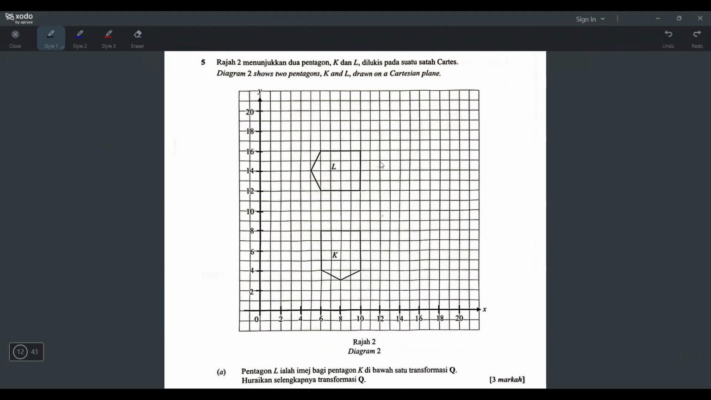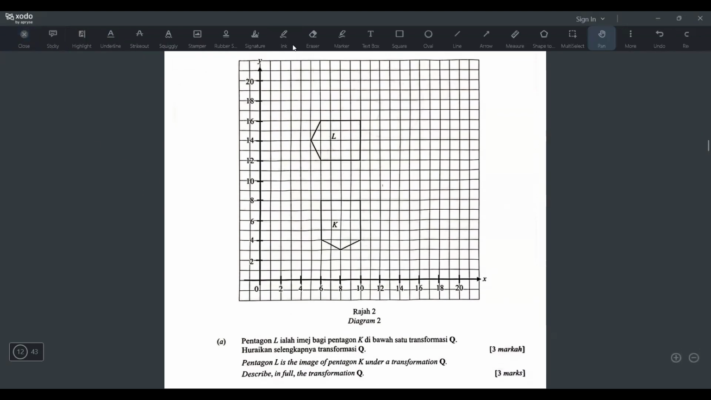A lot of students don't label first, right? They just straight away do. Hey, hello, you have to label the object and image because you need to know who's the starting one. Do you start with K or start with L? It can be K to L, it can be L to K, right? We don't know. So we have to read and see who's the object.